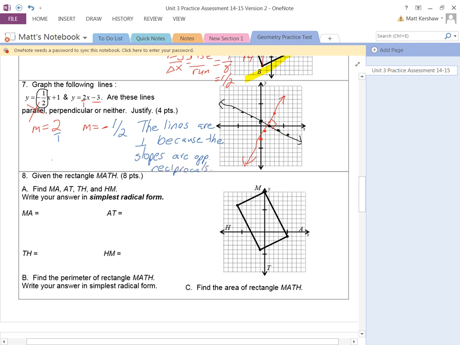All right, number 8. So we have this rectangle, and one of the things we know about a rectangle is the opposite sides are the same. So this and this are the same, and this and this are also the same. We want to find our distance, MA, and we want to write our answer in simplest radical form.